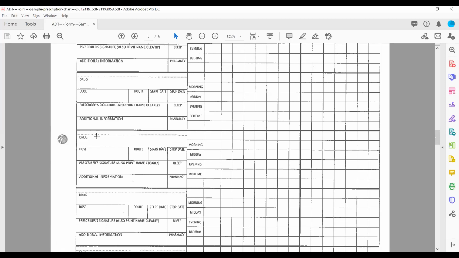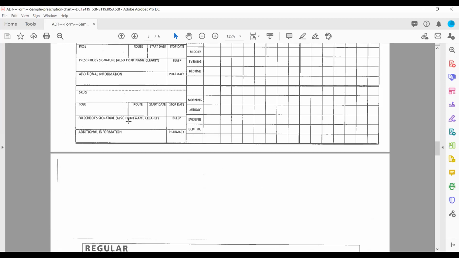For example, the patient is taking atorvastatin. You will put here atorvastatin, 20 milligram orally. And the starting date will be the date of admission. There is no stop date because this is a long-term medication. So you'll write here chronic or long-term medications. And then you will sign here, you will put your PLAB. And then, for example, atorvastatin is taken at bedtime. You will sign or make a circle around bedtime. This is for all regular medications.